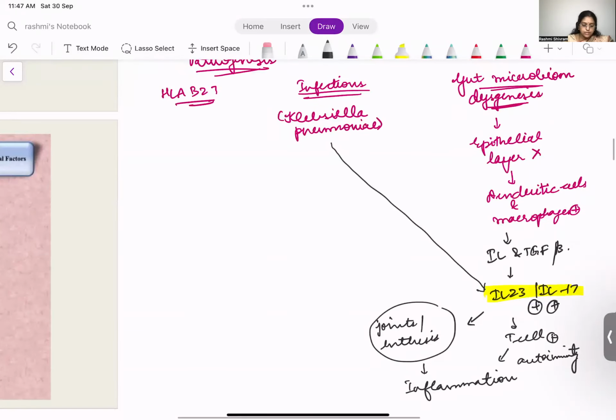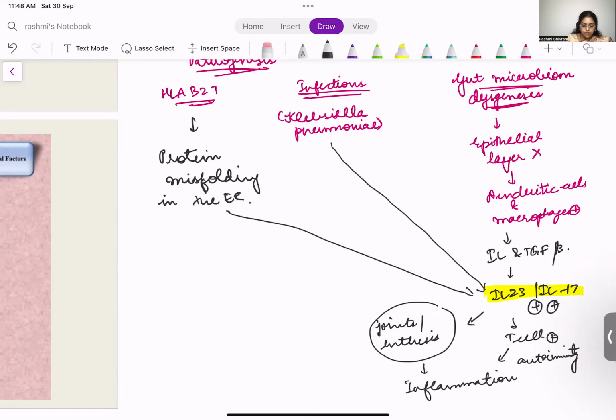So how does this HLA-B27 actually cause ankylosing spondylitis? In this, there is some protein misfolding in the endoplasmic reticulum. Because of that, all these interleukins will again be increased, and this will cause inflammation in the joints and enthesis.